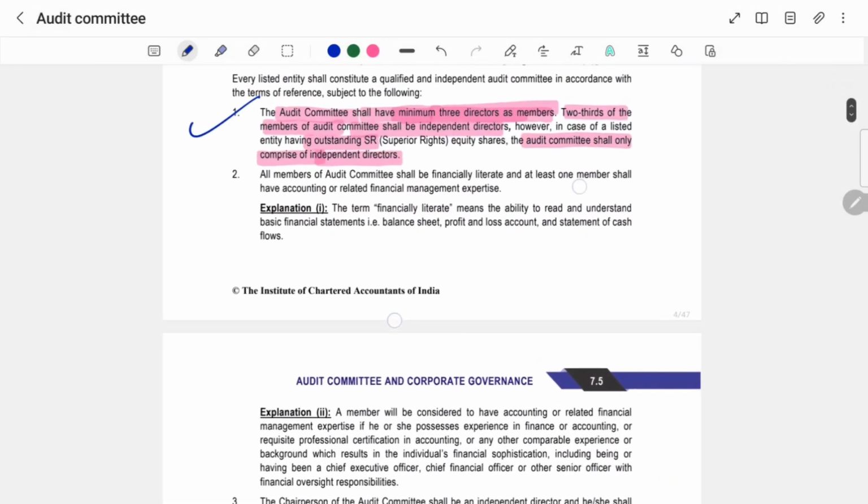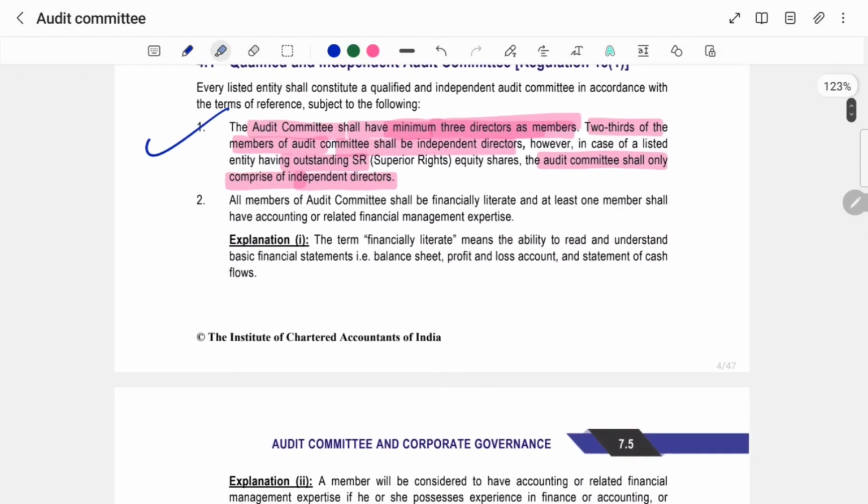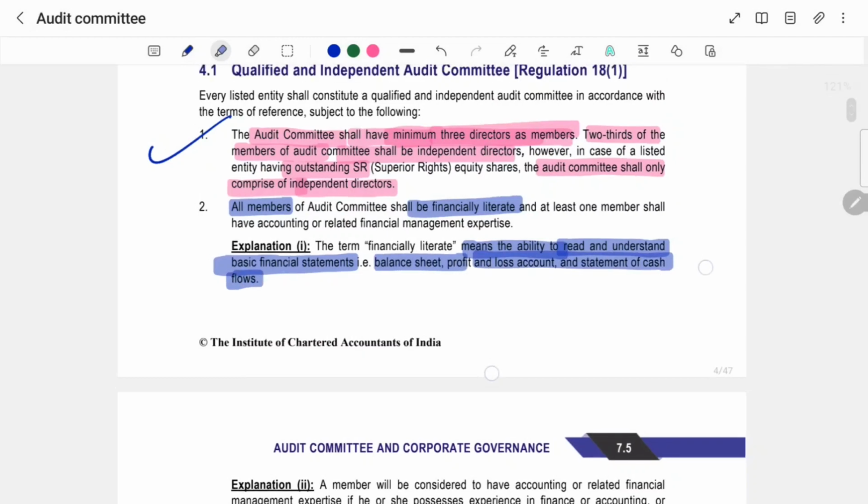Now when we come to the second point, it is written that all the members should be financially literate. So we all know the meaning of financially literate. It was in law also, paper 4. That is, at least it should have the ability to read and understand the basic FS, that is financial statements. What are they? The balance sheet, P&L and statement of cash flows.